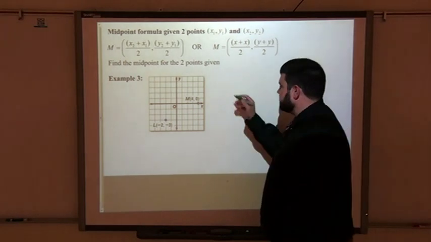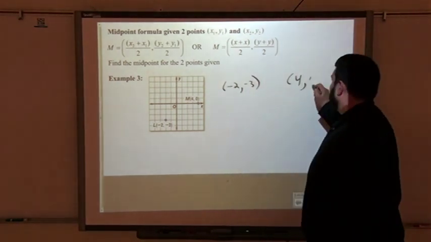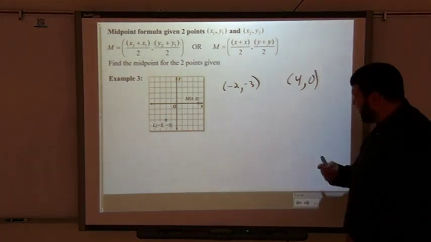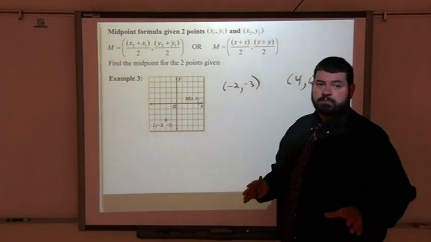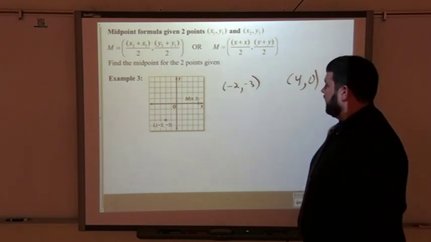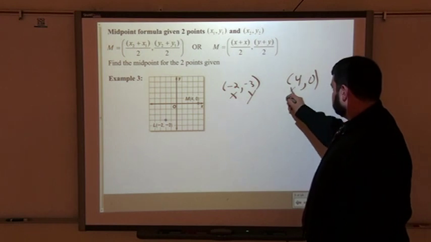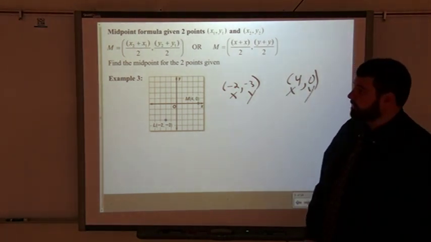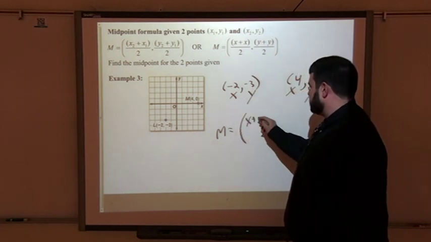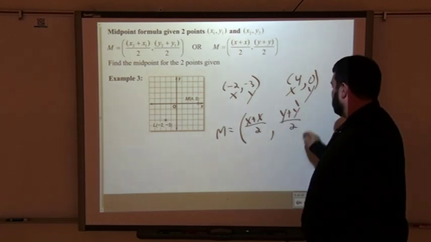So again, they give us the points: negative 2, comma negative 3, and 4, comma 0. Now notice I've changed which one was the first one and which one was the second. It really doesn't matter which one's x1, y1 and x2, y2. Now label your points. This guy's an x, this is a y, this is an x, this is a y. So my midpoint formula again says x plus x over 2, y plus y over 2.